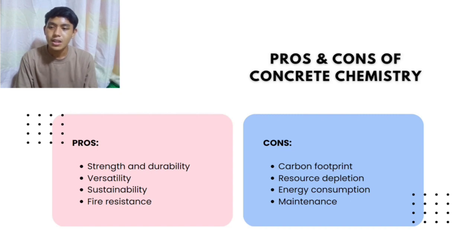Resource depletion. The production of concrete requires large amounts of natural resources, including sand, gravel, and water. As global demand for concrete continues to grow, these resources are becoming increasingly scarce. Energy consumption. The production of concrete requires a significant amount of energy, both in the extraction of raw materials and in the manufacturing process. Lastly, maintenance. Although concrete is a durable material, it can be prone to cracking and deterioration over time. Maintenance and repair can be costly and time-consuming. That would be all.